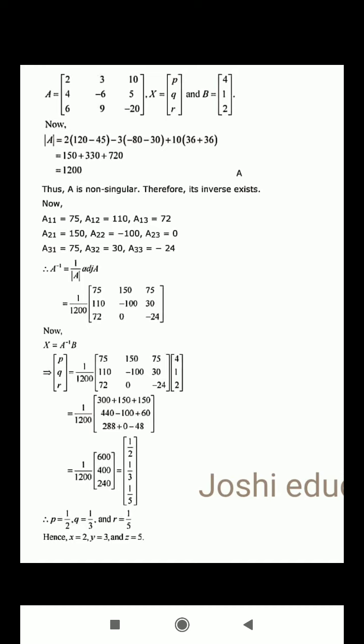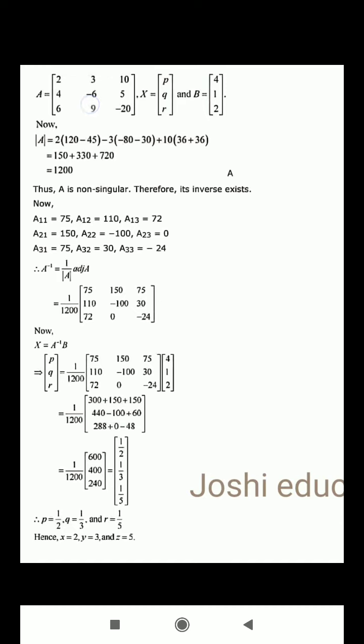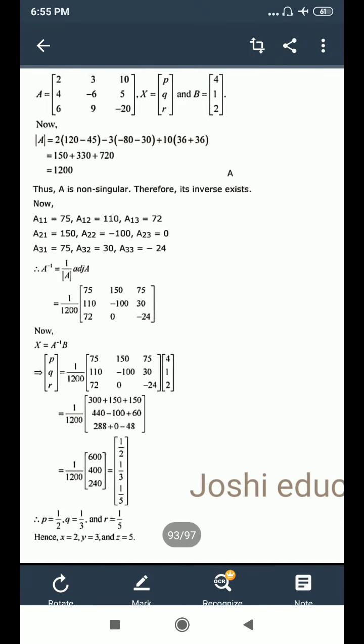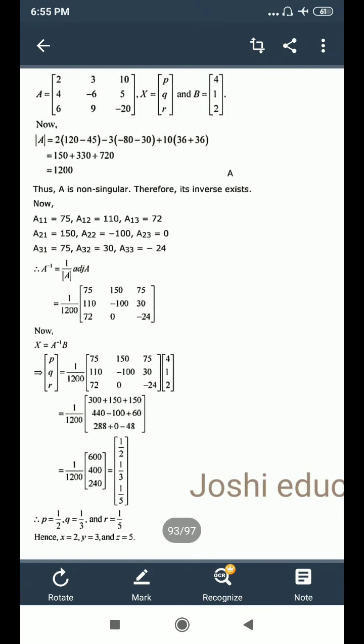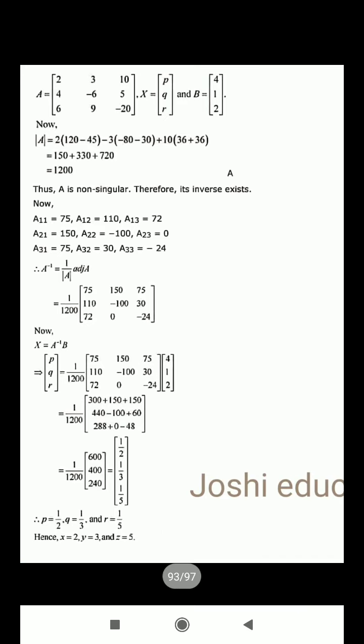First step is to find the determinant of A. As it is equal to 1200, which is not equal to 0, the system is consistent and we have to find the values. A is non-singular, so A inverse exists. Now you will get the A inverse. To get A inverse, we'll find the adjoint of A. Adjoint of A means all the elements are replaced by their cofactors and then we take the transpose of that. You divide adjoint of A by determinant of A, and you will get A inverse.